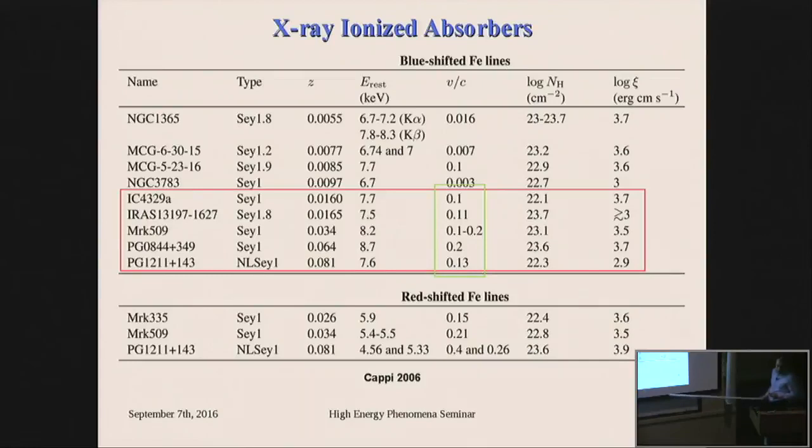Here is the list of well-studied Seyfert galaxies. As you see, the ultra-fast outflow with a speed of 0.1 and up to 0.2 times the speed of light is seen mostly in Seyfert 1 galaxies. We also notice a few of them have redshifted absorbers. The blueshifted absorber could be related to outflow toward us, while the redshifted absorber could be related to infall of matter onto the supermassive black hole.